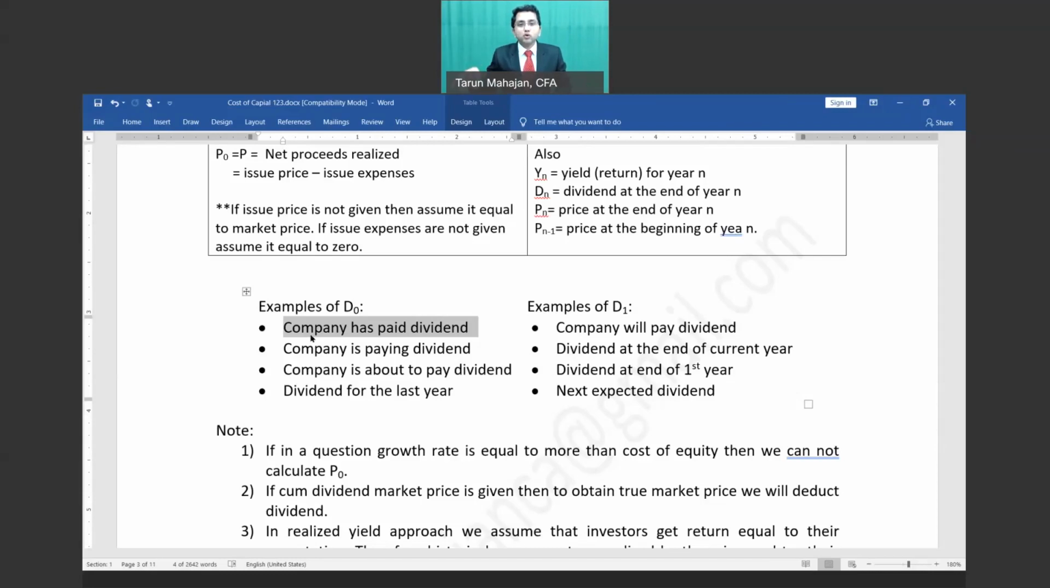If dividend is paid in June 20, or it is being paid today, or it will be paid in July 20, it is D0. But June, July 21, that will be D1. Company has already paid, that's D0. Company is currently paying, that is also D0. Company is about to pay dividend of rupees 5 per share. So this is 3rd of July. Maximum up to 10th of July, they will.